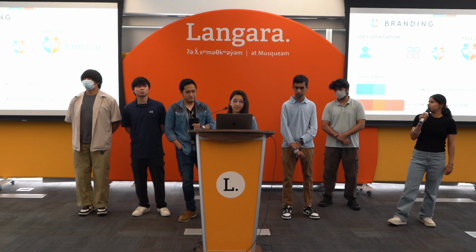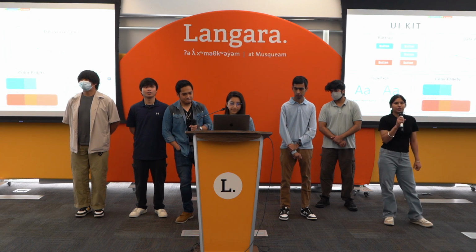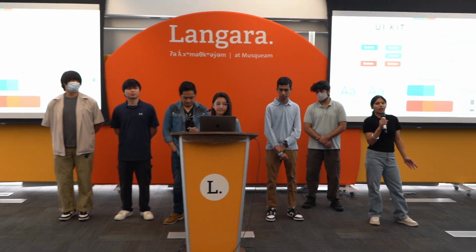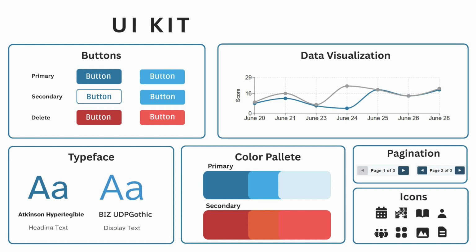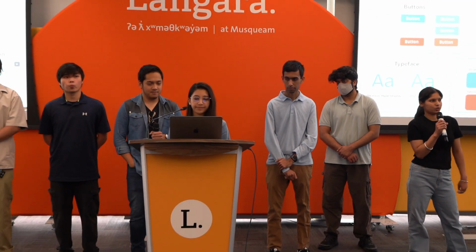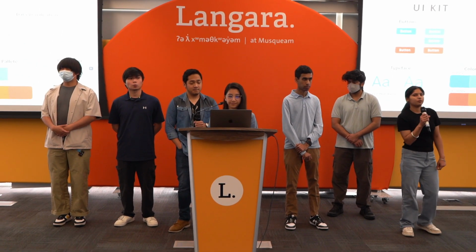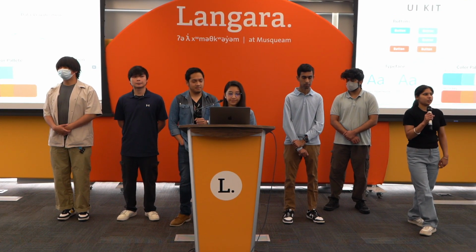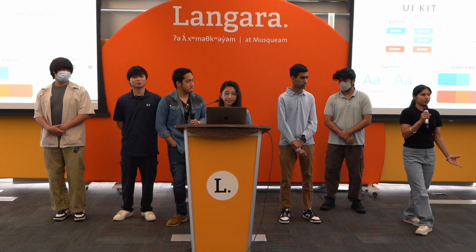Moving to the UX kit. We have created primary, secondary, and destructive buttons with large contrast and large touch targets for ease of use. For the typeface, we have chosen Atkinson Hyperlegible for the heading and UTP Gothic for the body text. For the color palette, we have chosen calm blue, warm red, and neutral tones to promote clarity, comfort, and visual accessibility. We also created simple and clean icons which enhance usability for all users and leave room for future interface components.